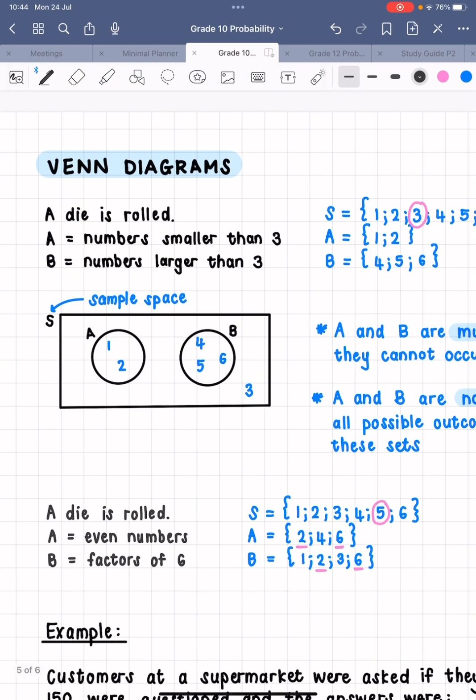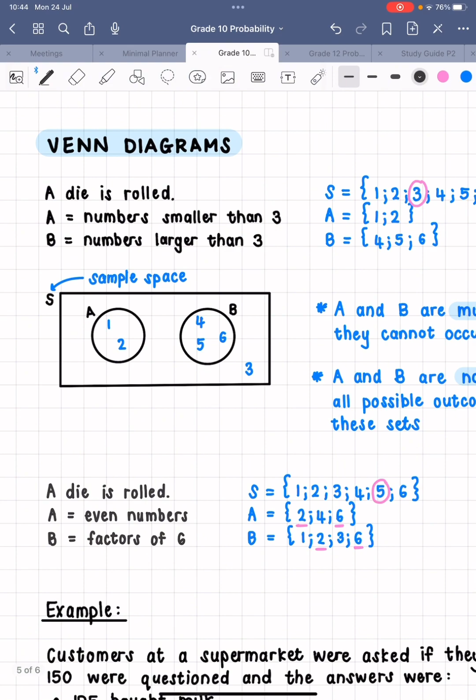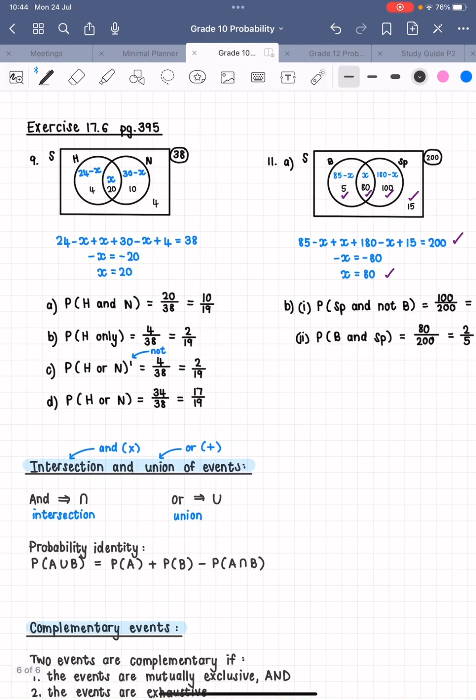In this case, A and B were numbers smaller than 3 and numbers larger than 3. So the 3 wasn't included in either of those. But if we had said, for example, numbers smaller than or equal to 3, so that would be 1, 2, 3, and then numbers larger than 3, that would be 4, 5, 6, then all of the possible outcomes of the sample space would lie within these two circles. So we wouldn't have that 3 there. Then we would say that those two events are exhaustive. All right. So let's try and write that down in words.